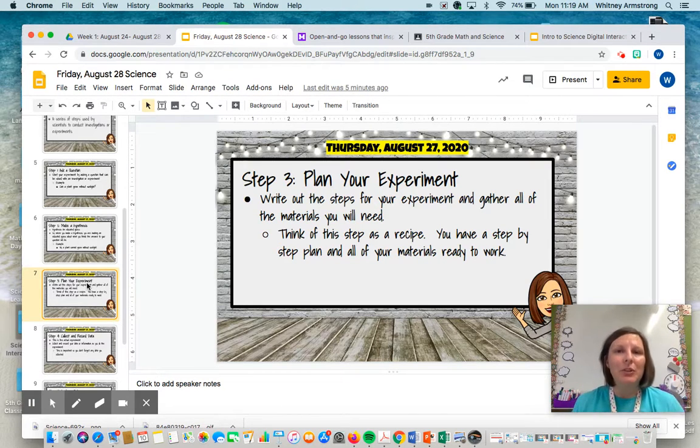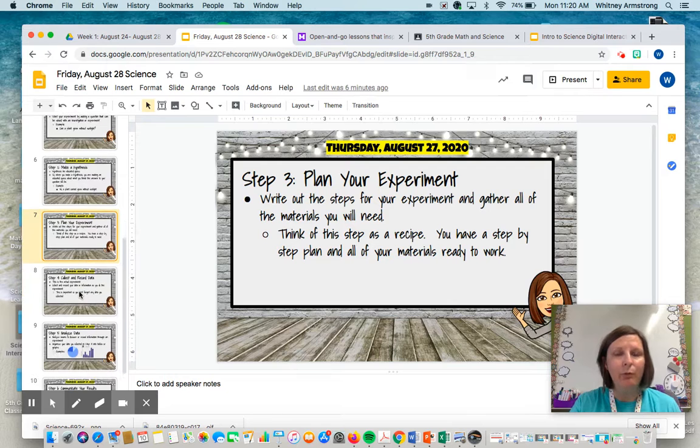That's what I want you to think about when you think about planning your experiment. You think about a recipe. Have all your materials and have your steps written out. This is also important because if somebody else wanted to do your experiment after you did and you left out an important step, they wouldn't get the same results that you did. So it's important that you write everything down and get all of your materials together.